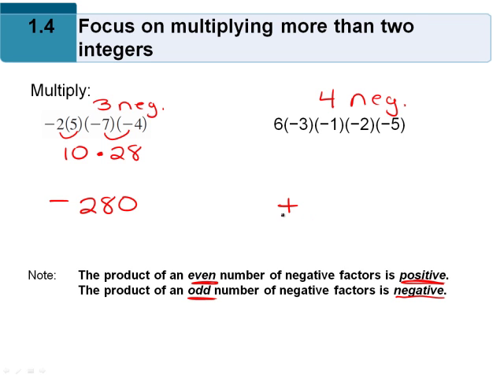Now, you do not have to write that plus sign. But if you do, you know you've already taken care of your signs. So I'm going to group the first 3 numbers since the third one is a 1. So 6 times 3 is 18 times 1 is 18. And then 2 times 5 is 10. And 18 times 10 gives me 180. So it's a positive 180.